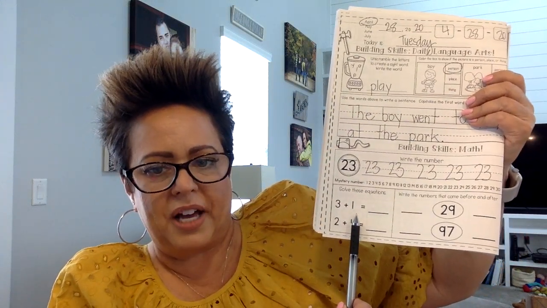Solve these equations. 3 plus 1. So when we're thinking of an equation, we can use our fingers, we can use our brain, we can draw a picture. If I use my fingers for 3 plus 1, I have 3 fingers on one hand and 1 on the other, and I put them together. How many do I have? 4. 3 plus 1 is 4.